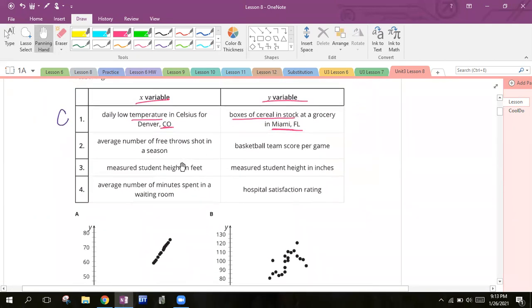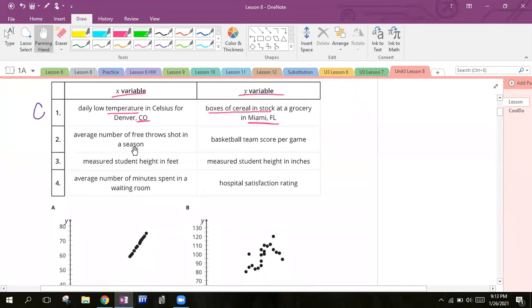All right, so the next one, it says the average number of free throws shot in a season. Okay, so free throws shot in a season, not necessarily made, just attempted. Okay, the average. And then the basketball team score per game. Okay, so what we know about basketball is that free throws happen a lot in every basketball game. Okay, so this is the average in an entire season, not necessarily per game. Okay, and then the team score per game.